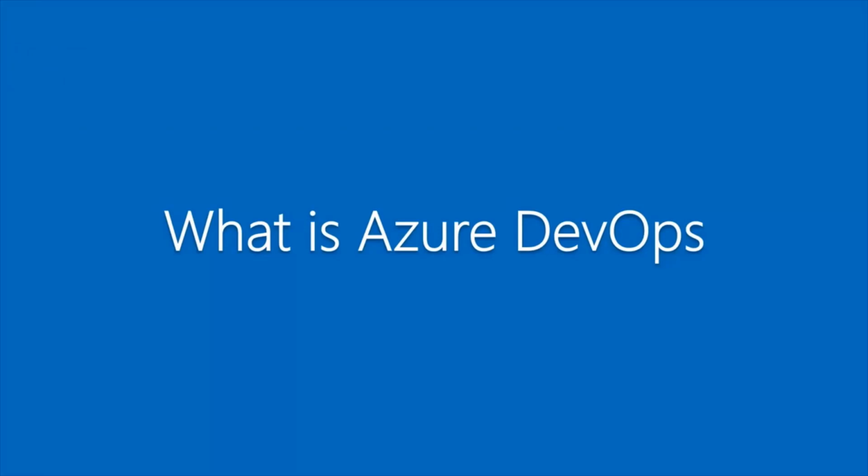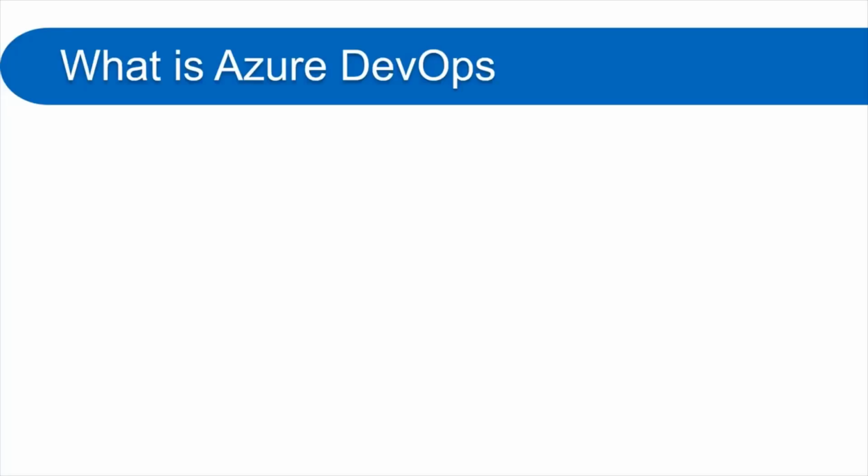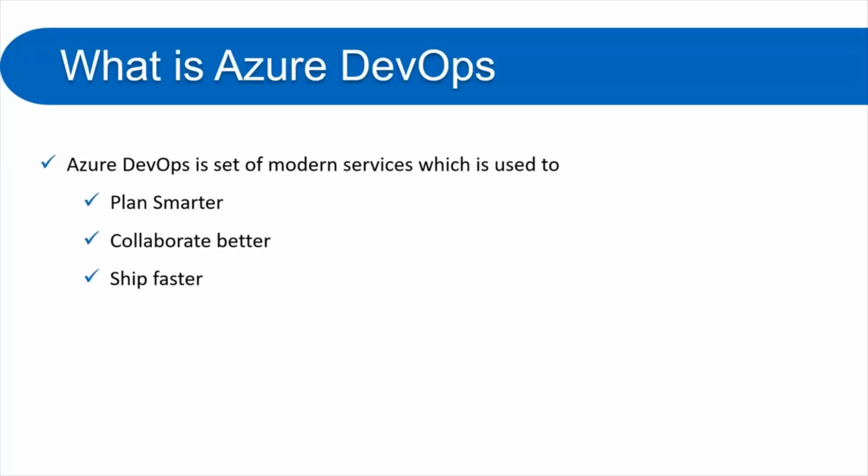Before everything, let's understand what Azure DevOps is. Azure DevOps is a set of modern services which is used to plan smarter, collaborate better, and ship faster. So basically, this is the development life cycle of any product. First you have to plan, then you have to work, and then you have to deploy.